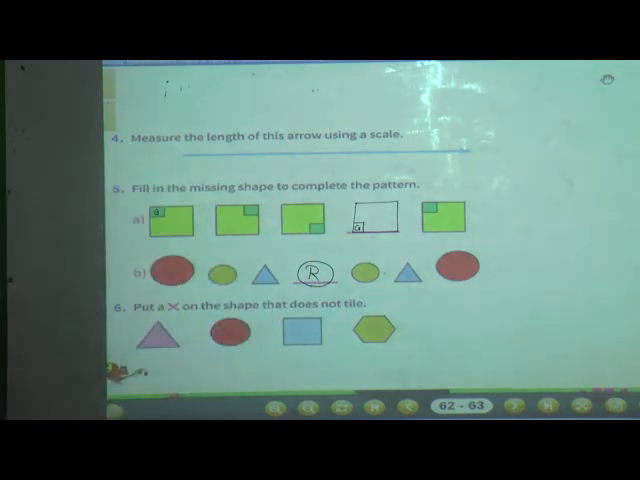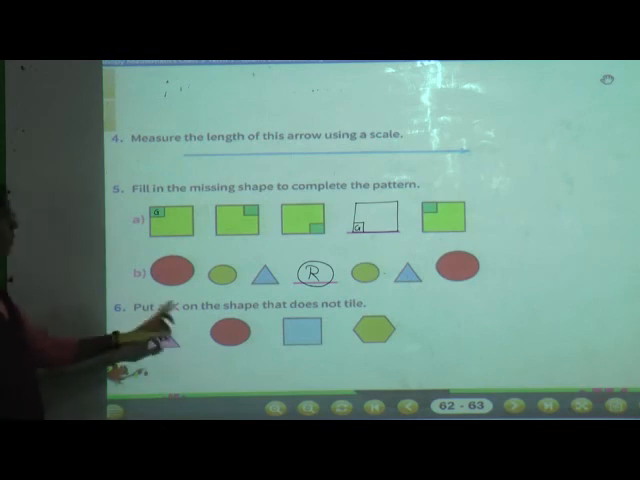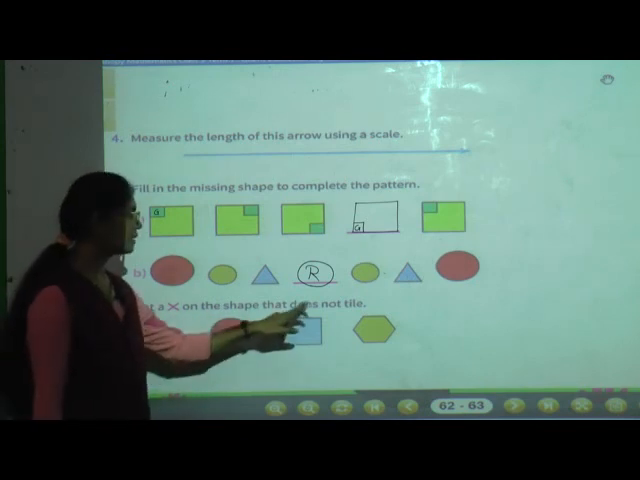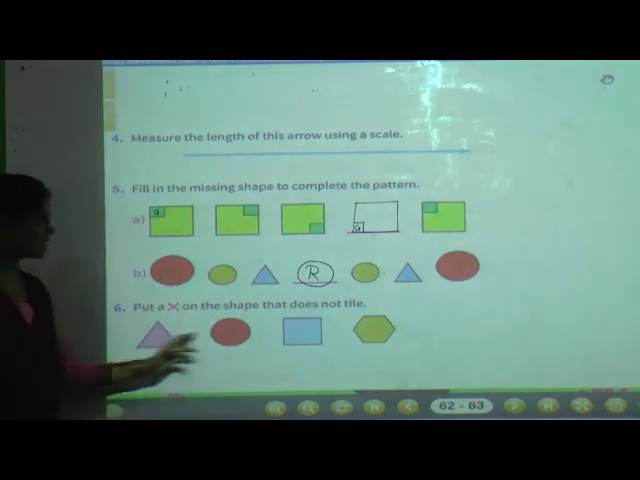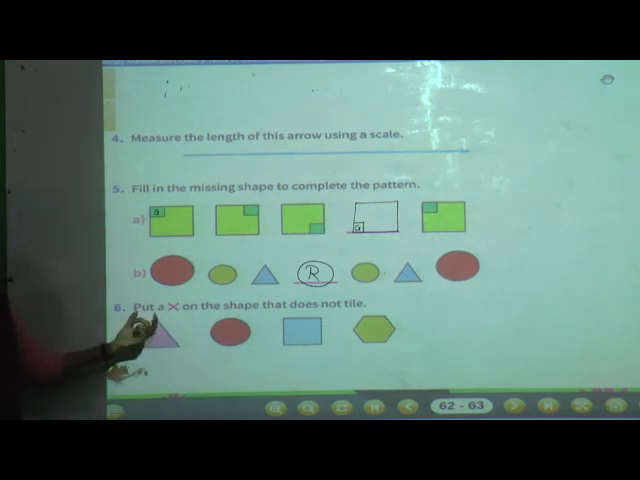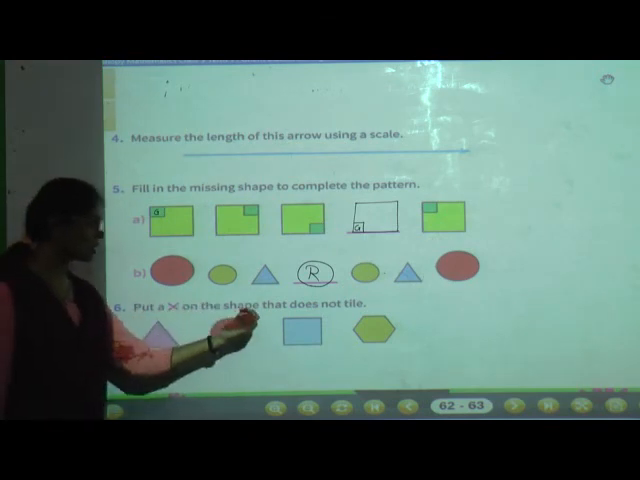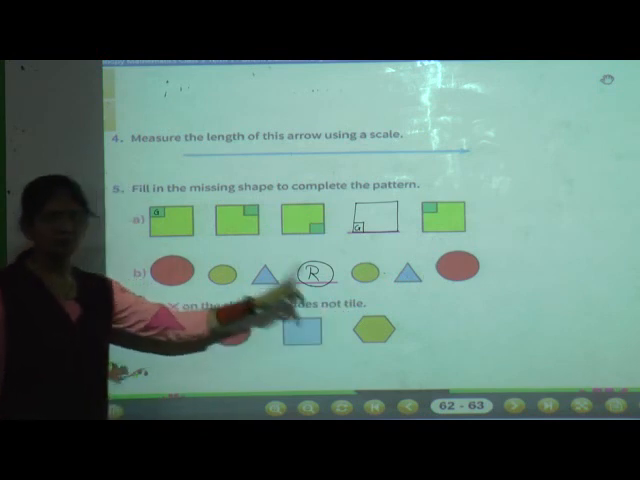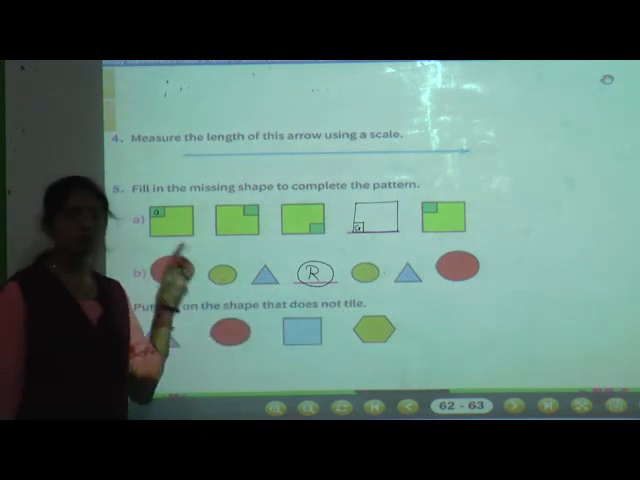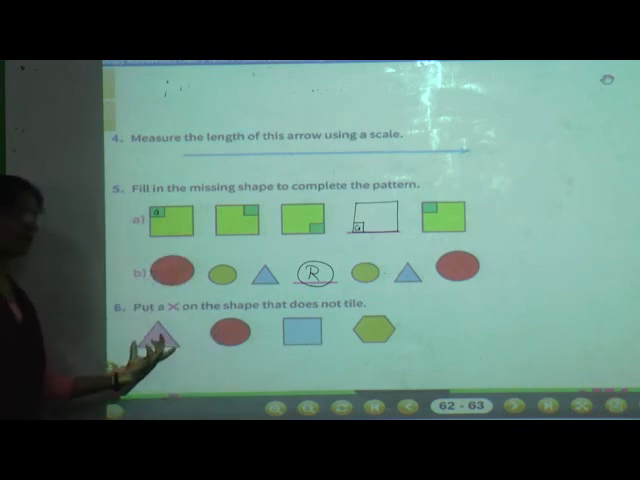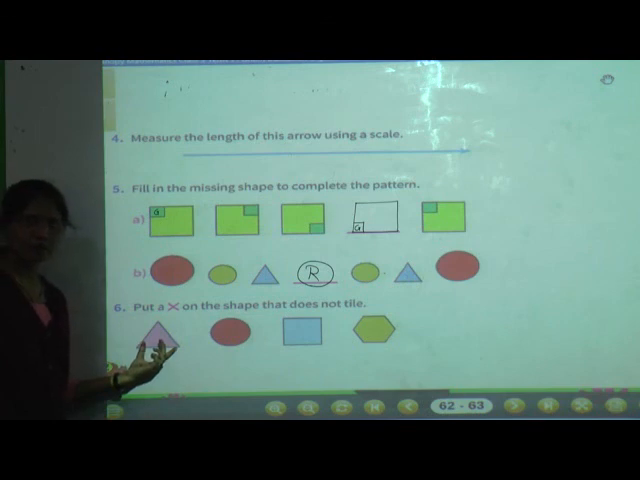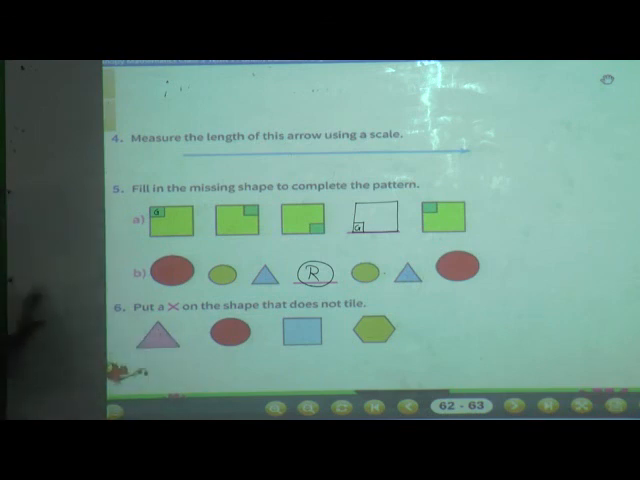Now the sixth question is the last question, that is, put a cross on the shape that does not tile. Some shapes are given to you, and we have to put a cross on the shape that does not tile. In tiling, which word is very important? We should not leave a gap. So with the help of this triangle, can we make tiling? Yes, without leaving a gap we can make tiling with the triangle.